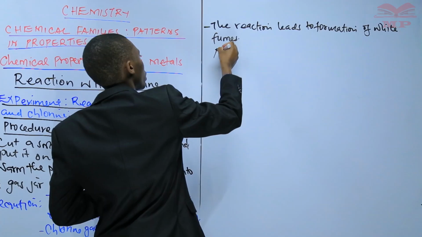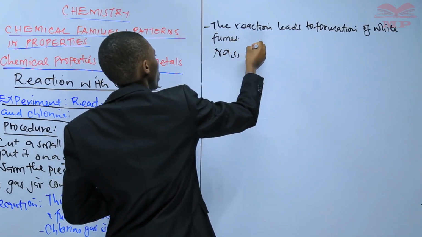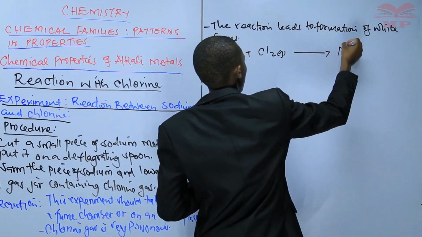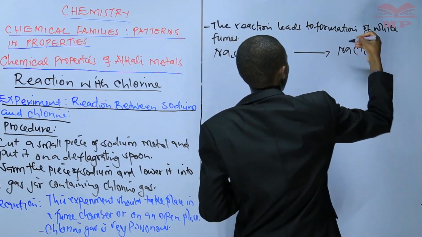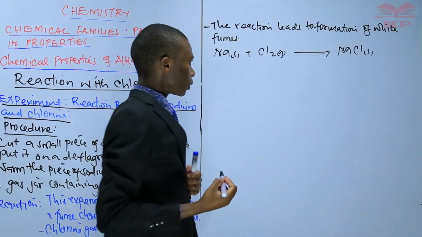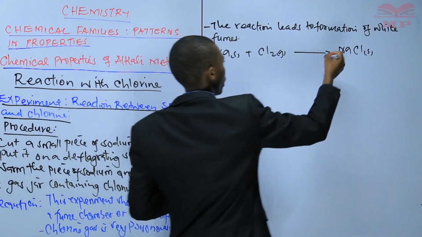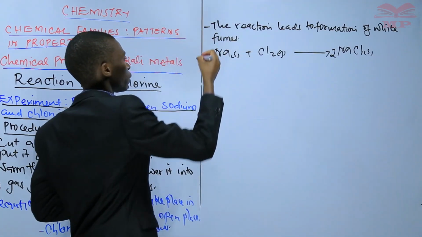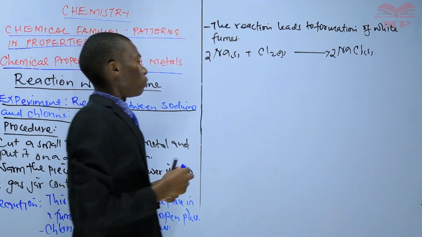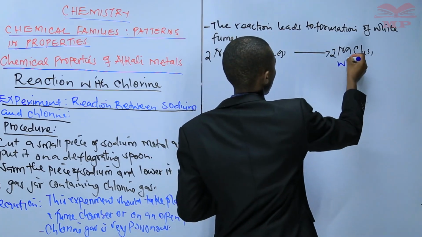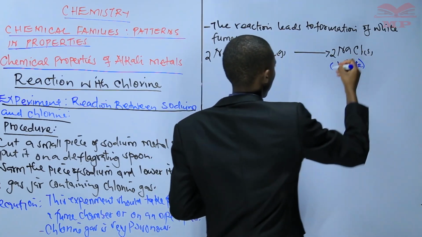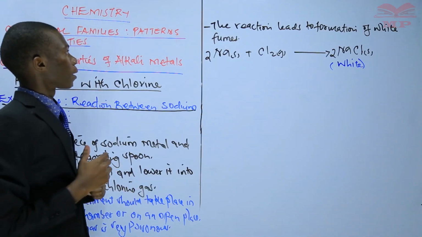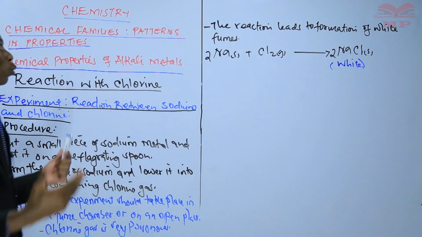Then the equation for the reaction will be: sodium reacts with chlorine gas, leading to formation of sodium chloride solid. Therefore, to balance the equation, you need a 2 and another 2. The color of sodium chloride is white. That is the color of sodium chloride. So that's what happens when you do this experiment.